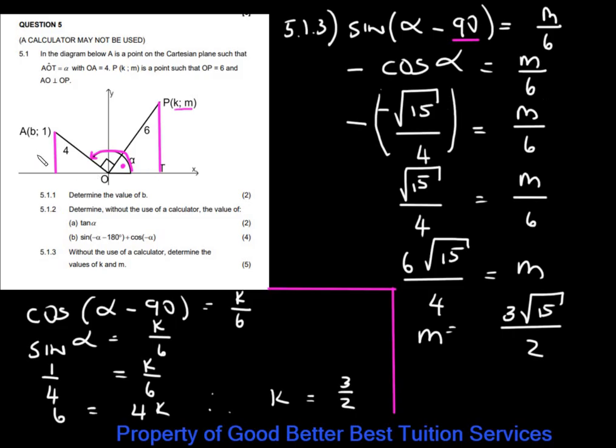But we go back to that first triangle. We see that cos of alpha was negative square root 15 over 4. So what we do is we substitute that value. So it's minus the square root of 15 over 4, and that's equal to m over 6. And we are going to cross multiply, and we see that m is equal to 6 times the square root of 15 over 4, which we simplify, which is 3 square root 15 over 2.